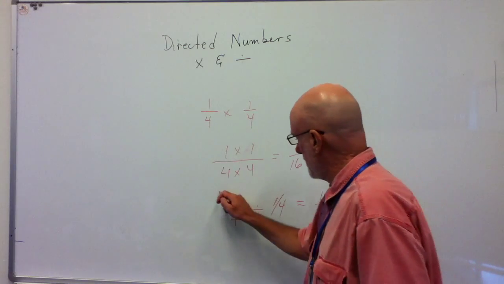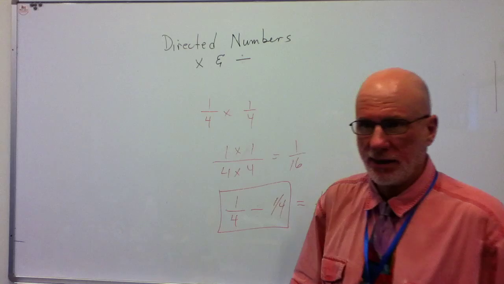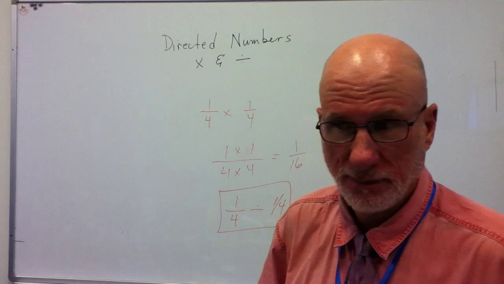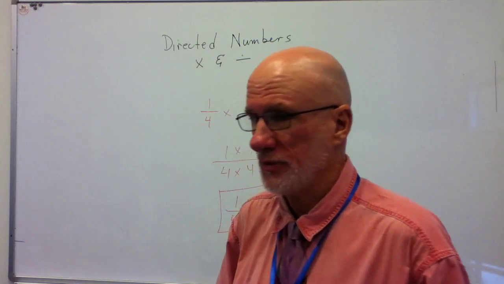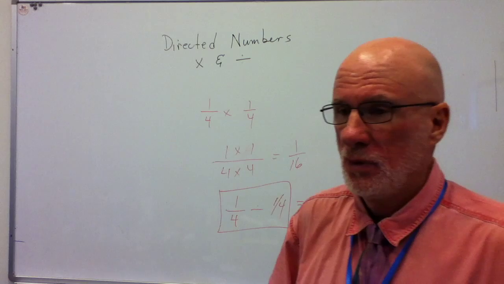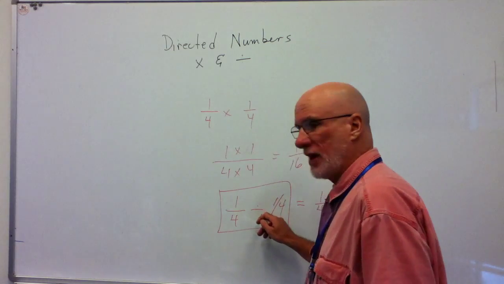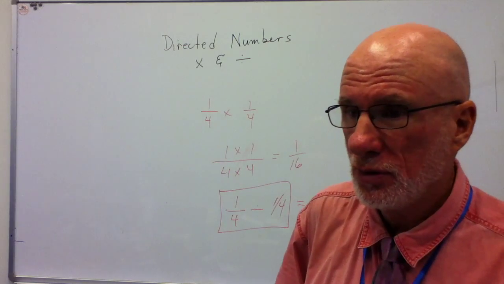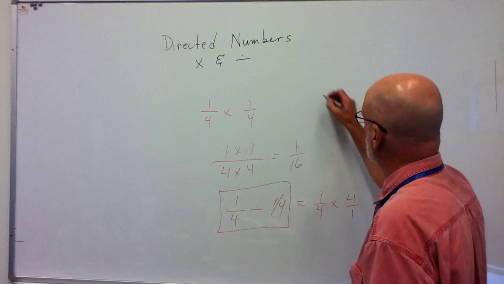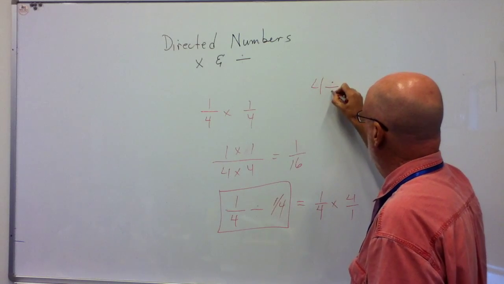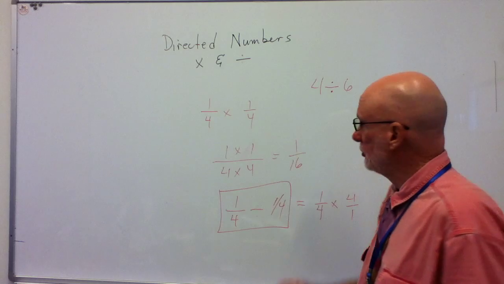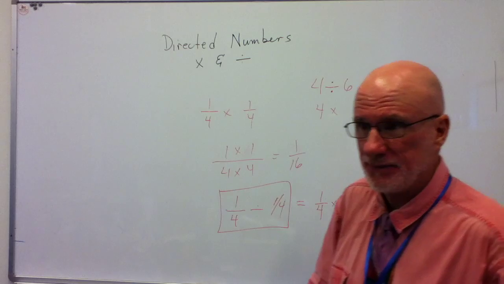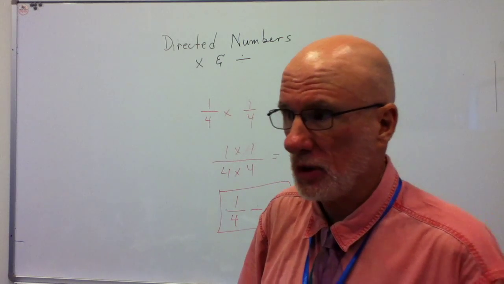So the question is this. When you're dividing fractions, or when fractions are involved, or any numbers involved, what you do is, when you divide, you multiply by the reciprocal. The same thing is true with whole numbers, whole number integers. 4 divided by 6. How would you rewrite that? 4 times, what's the reciprocal of 6?